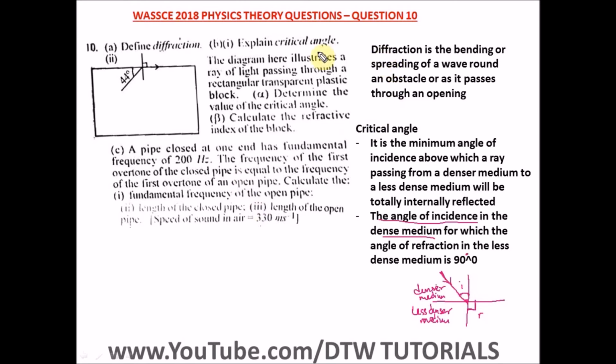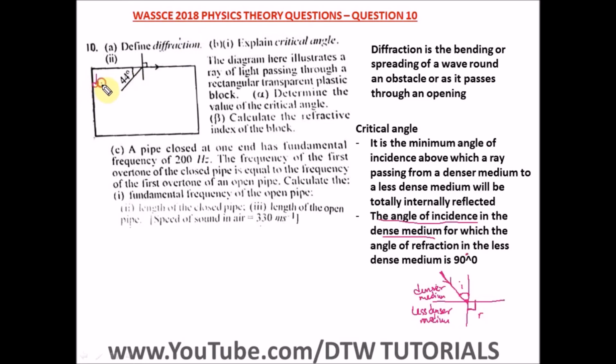All right, so now we have a question here. It says B(ii): the diagram here illustrates a ray of light passing through a rectangular transparent plastic block. Alpha says determine the value of the critical angle. All right, so you can see here this is a rectangular transparent plastic block to air.